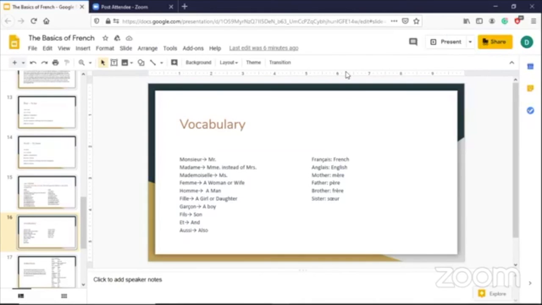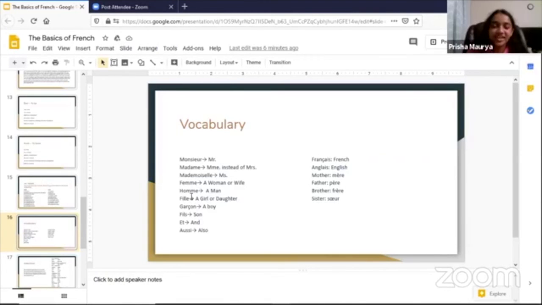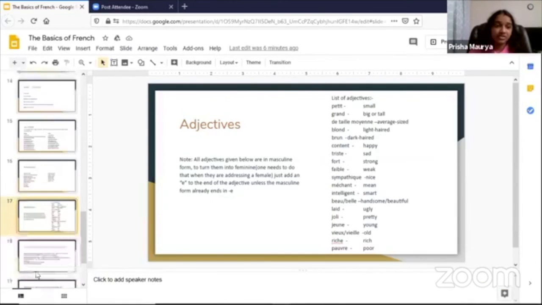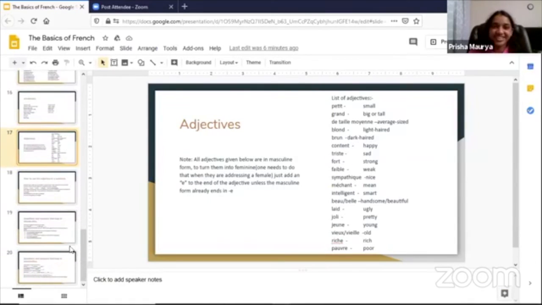Wait, so fille can be for either one? Girl. Oh, wait, sorry, girl and daughter, sorry. Yeah, it's usually defined more by the possessive adjective. They use it to describe if it's your daughter or a girl, but you're going to learn about that in the future. Also, we have this many slides left.